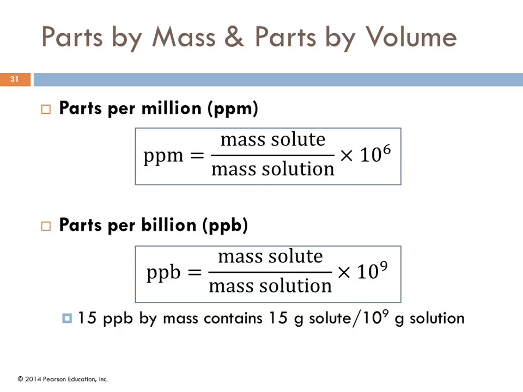Parts per million, parts per billion, same thing, just the multiplier is different. Here you're multiplying by 1,000,000. This is abbreviated ppm. And if you look at the water quality report that comes to your house, they're going to list contaminants and stuff in parts per million and parts per billion, ppm and ppb. So it's just the ratio of the masses times a million or times a billion. So if we have something that's 15 parts per billion by mass, that means there are 15 grams of solute in a billion grams of solution. So anything that's parts per billion, very low concentration.